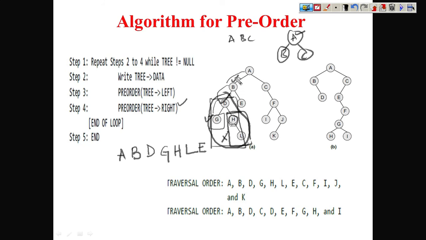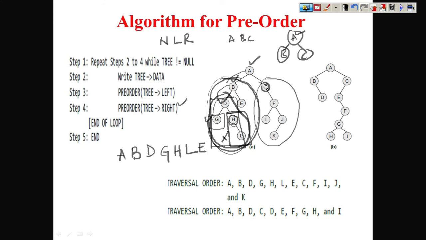Now this entire tree has been processed, we have traversed this. So keep in mind we are doing node, left, right. So the node has been processed, this entire left tree has been processed. Now we have to move to the right tree. So when you pass this tree for processing, this becomes the new tree that we have to work on.